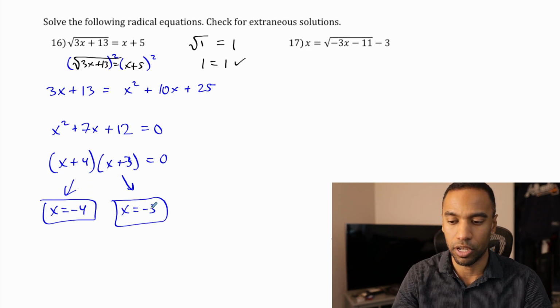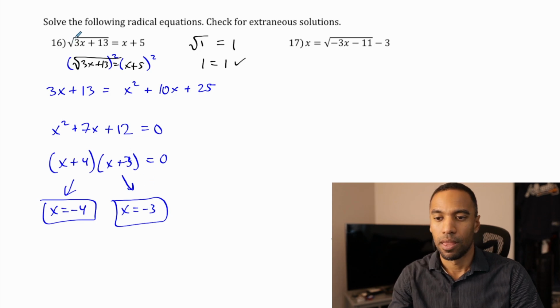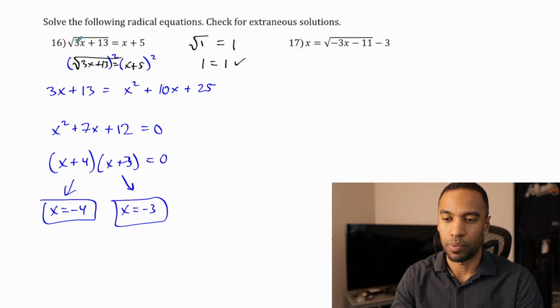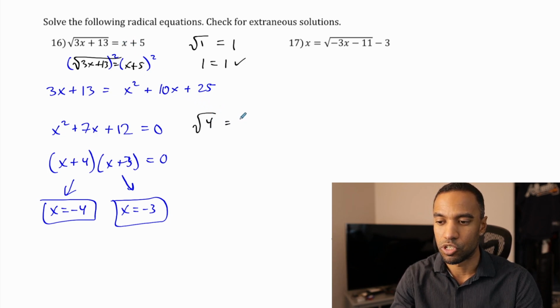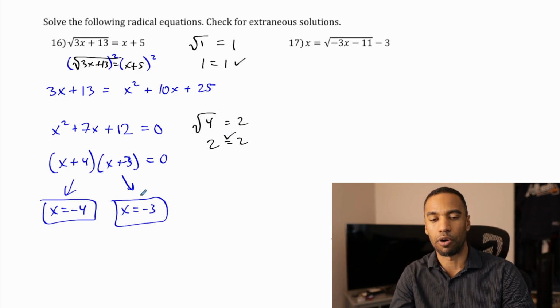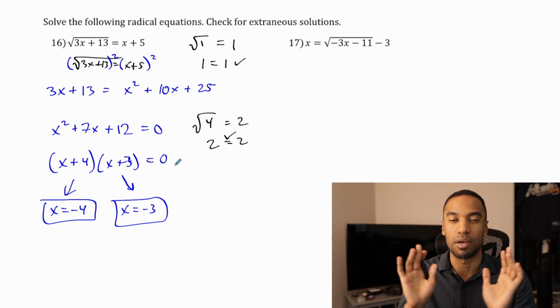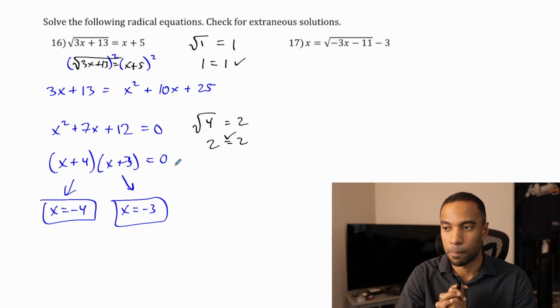Now I'm going to go to negative 3. So we substitute negative 3 into here. We get negative 9, plus 13, because of the 13. Negative 9 plus 13 is the square root of 4. There's the square root of 4. And negative 3 plus 5 is 2. Square root of 4 equals 2, or 2 equals 2. That one also seems to check out. Neither of these are extraneous. Both of them worked. Those are your solutions.